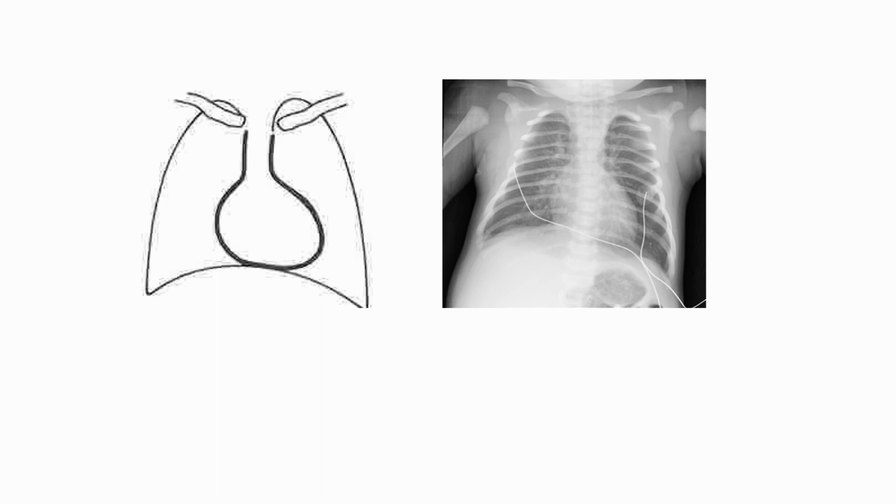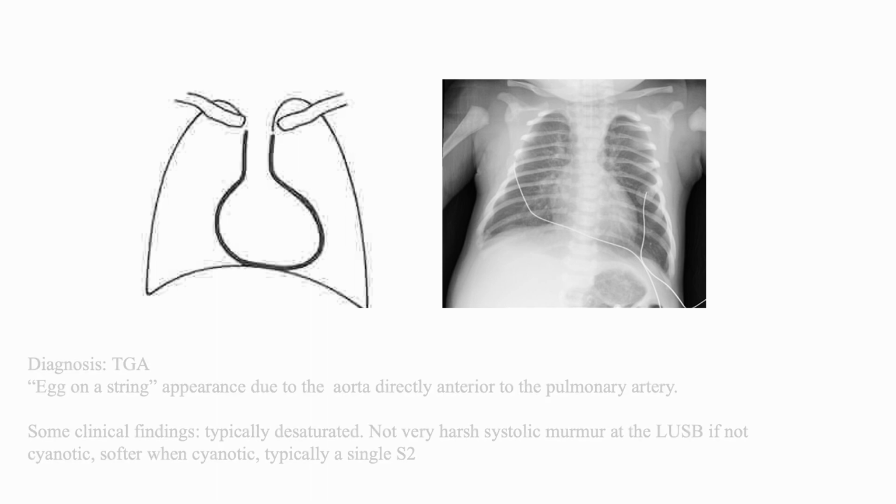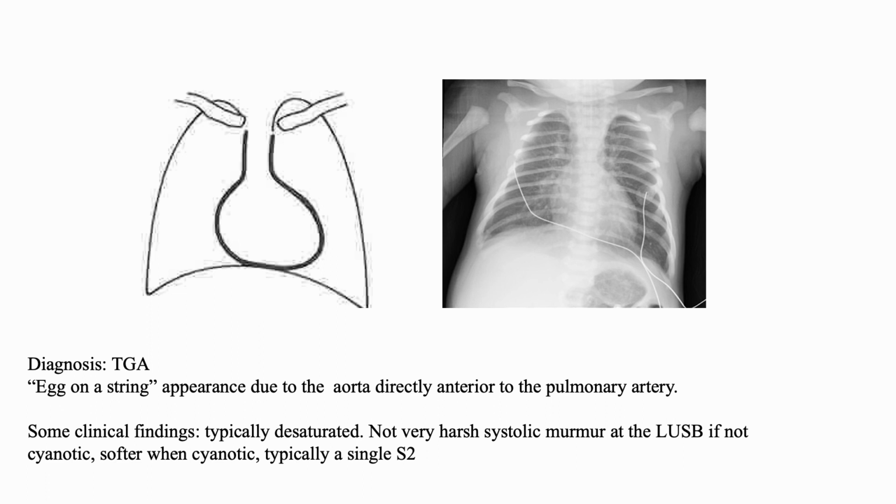Here is another one. This is a classic appearance of what we call egg on string appearance, and this is transposition. And it appears like this because the two great blood vessels, instead of being right and left anteroposterior to each other, are directly anterior to each other, with the aorta more anterior than the pulmonary artery. And so instead of a wider diameter occupied by the great blood vessels, it's kind of narrow up top and then the heart at the bottom. So typically this baby is very desaturated, typically a single S2.